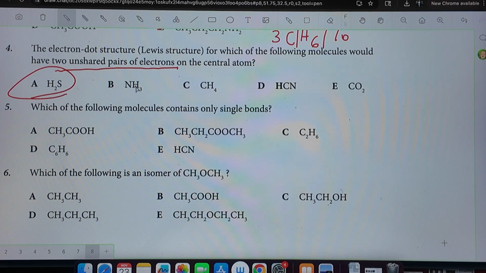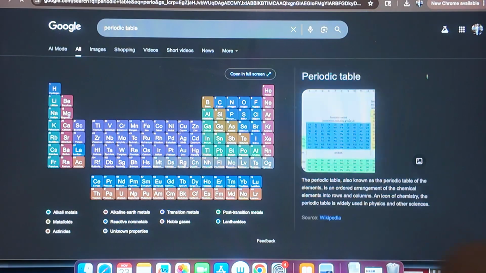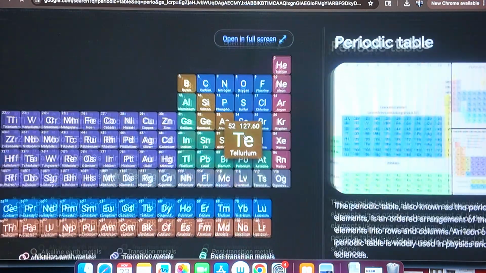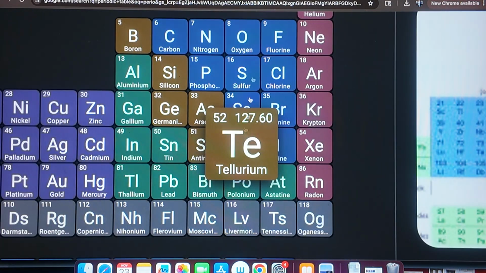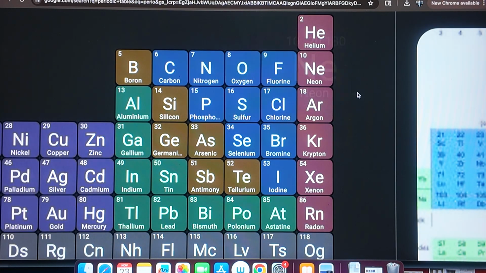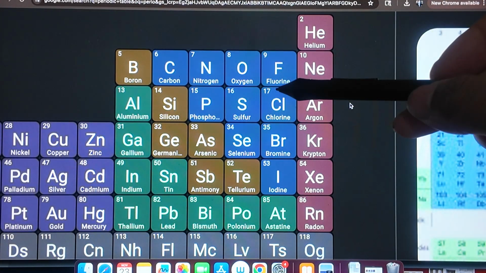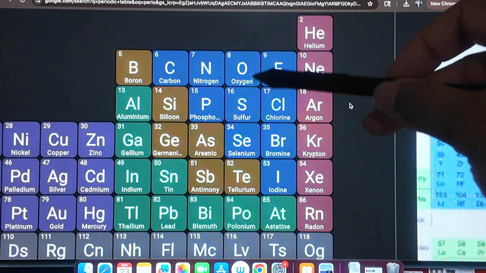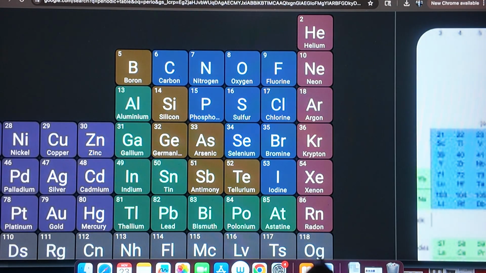Now you might be like, how do you know this is the answer? If you look at a periodic table, and I'll pull one up, oxygen and sulfur have the same valence, remember? Because if they're in the same group, they're going to have the same number of valence electrons.